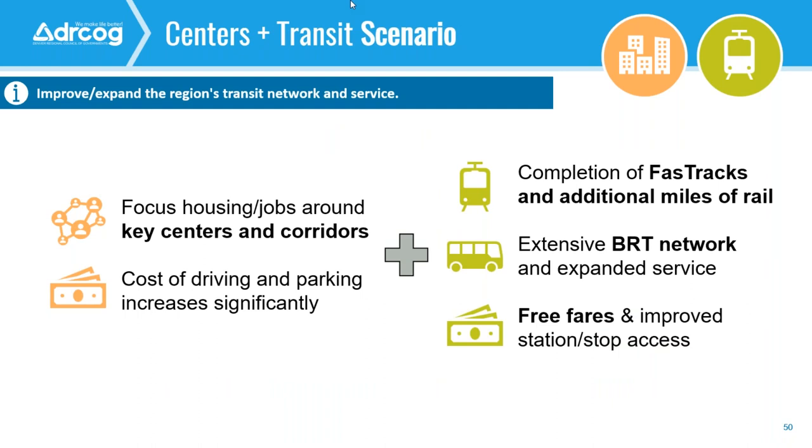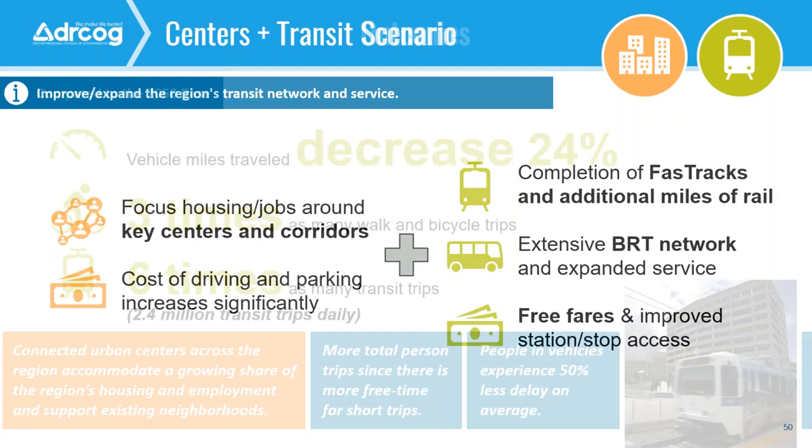So now we took the center's land use scenario and ran it in combination with the transit scenario. And again, a reminder of the transit scenario: improving and expanding the region's transit network and services. So in this combination, on the land use side, focusing housing and jobs around the key centers and corridors. Also, the cost of driving and parking increases significantly, and we'll show you that as we step through the numbers on this one. We did that in combination with completing FasTracks and the additional miles of rail that Robert talked about earlier, as well as the extensive BRT network from RTD's regional BRT study that we showed earlier, and free fares and improved station and stop access.